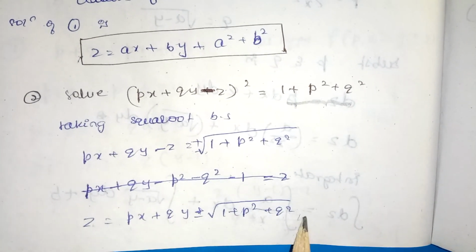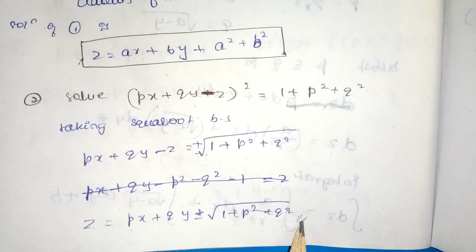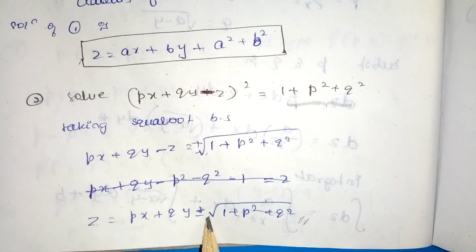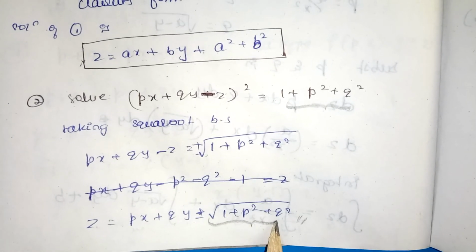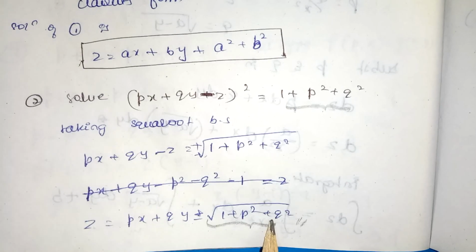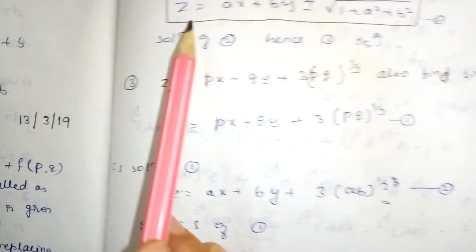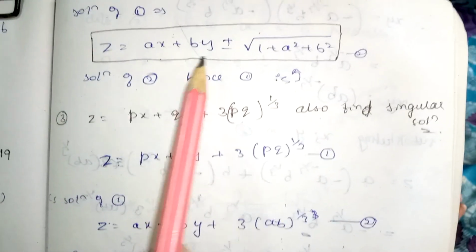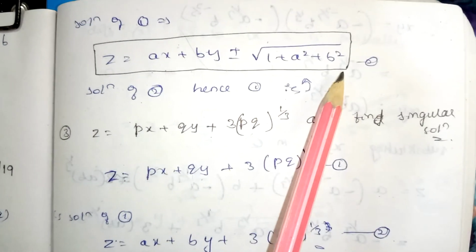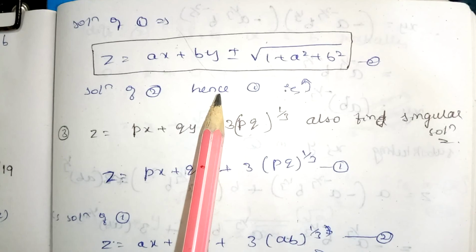Then this equation is converted to the standard type 4, that is z is equal to px plus qy plus f of p comma q. Then we directly write the solution by replacing the p value by a and the q value by b. Then the solution is z is equal to ax plus by plus or minus square root of 1 plus a square plus b square. This is the complete solution of the given equation.